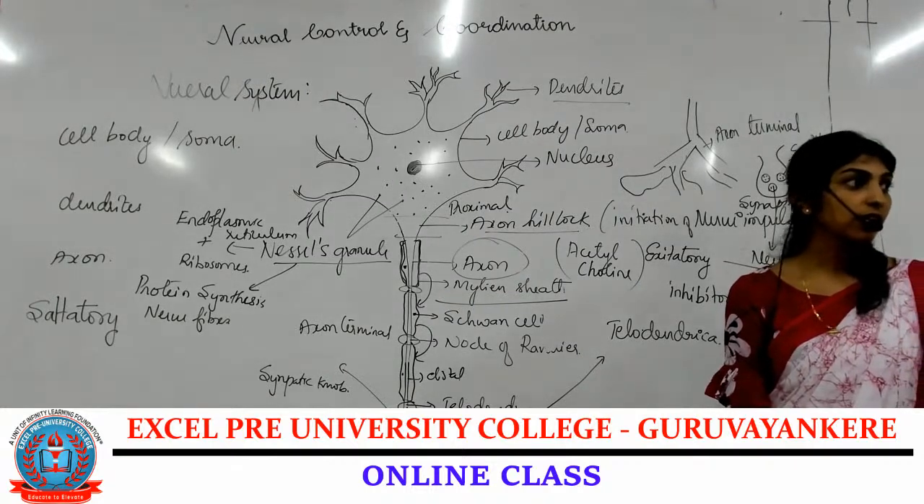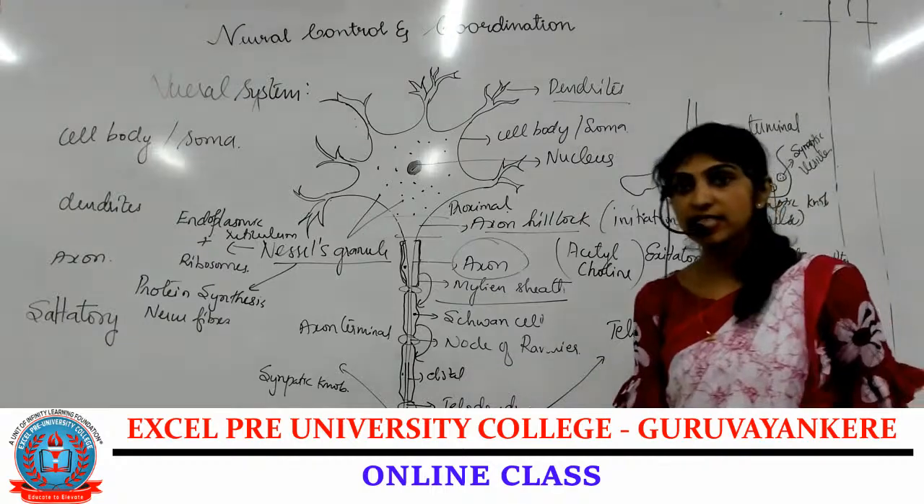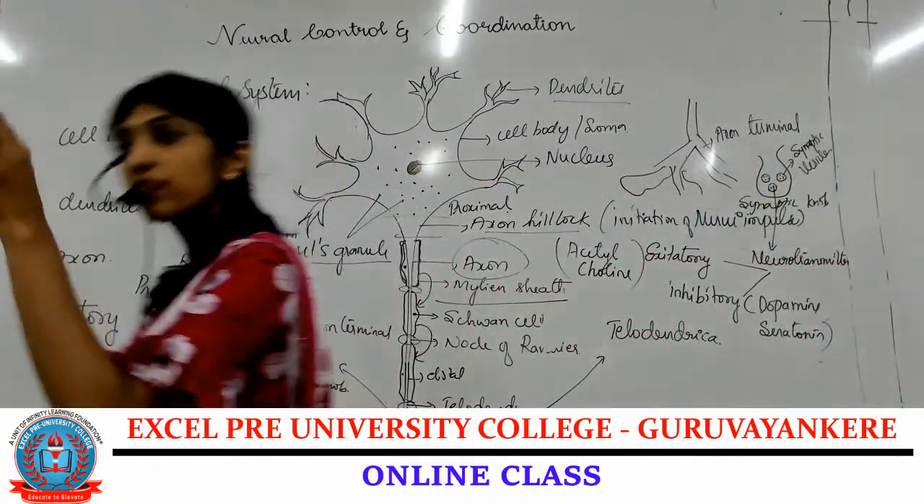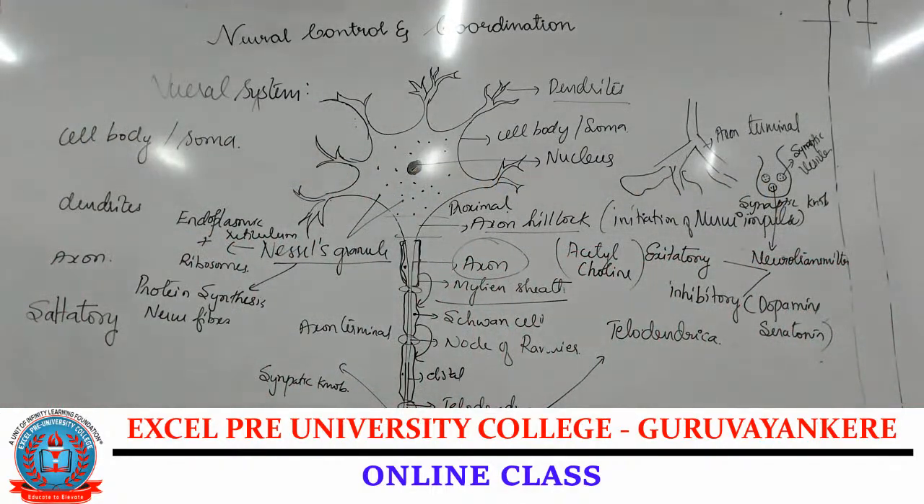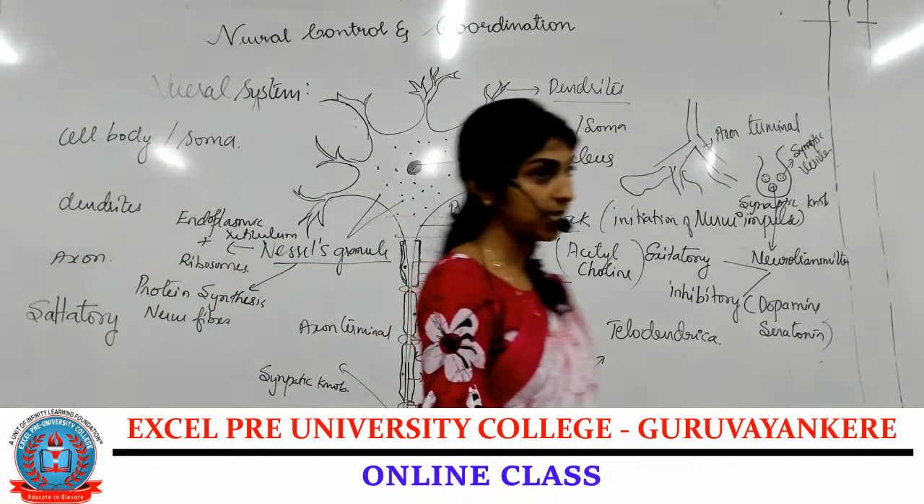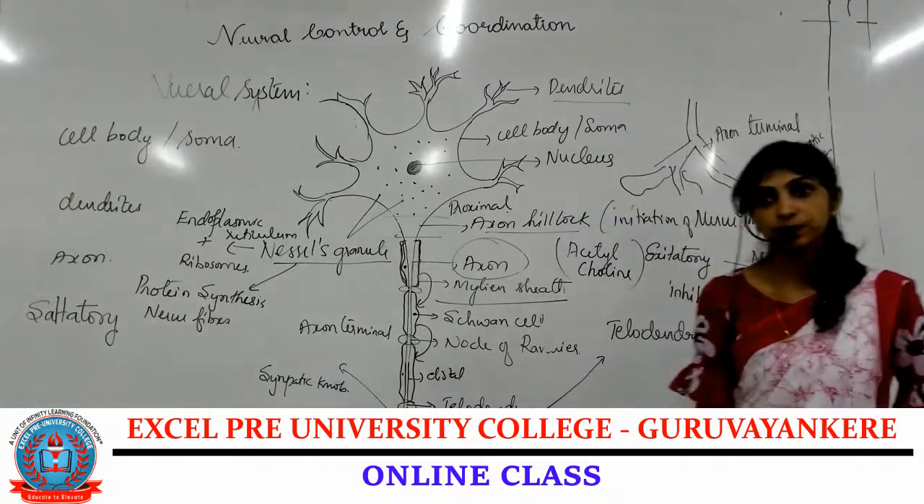Myelinated and unmyelinated. What is myelinated? If they have myelin sheath, then we call it myelinated. If they do not have myelin sheath, then we call it unmyelinated. Clear?